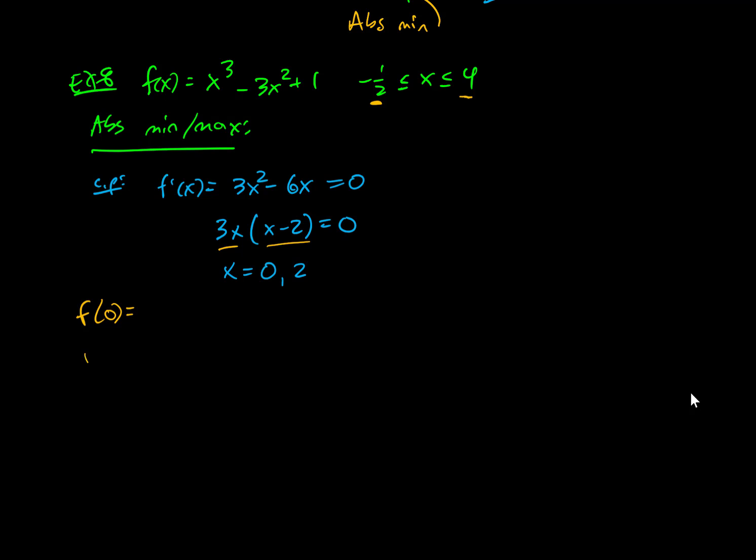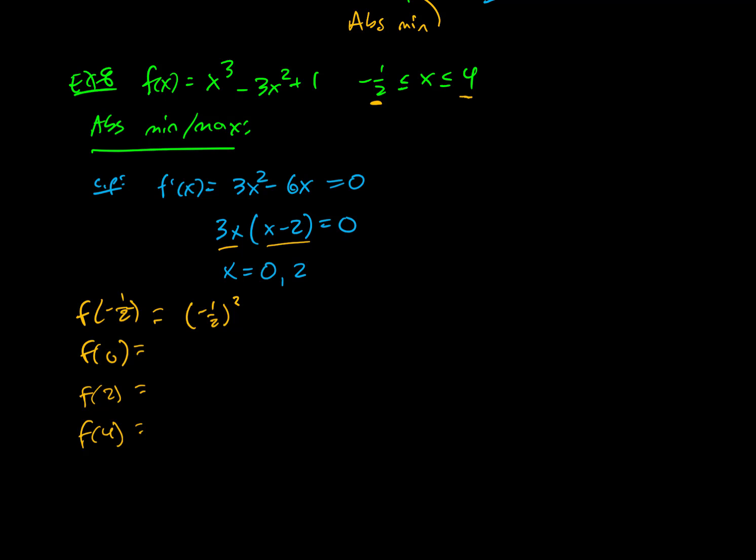So test f of 0. Well, let's do it in order. F of -1/2, f of 0, f of 2, and f of 4. So those are the points I test. I test these in my original function, not the derivative, right? Because the derivative's not telling me how high up or down they are. The original function does. This is just a simple algebra thing.